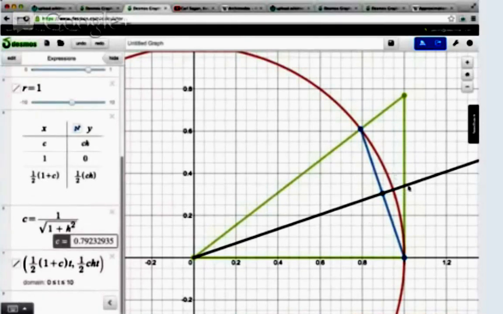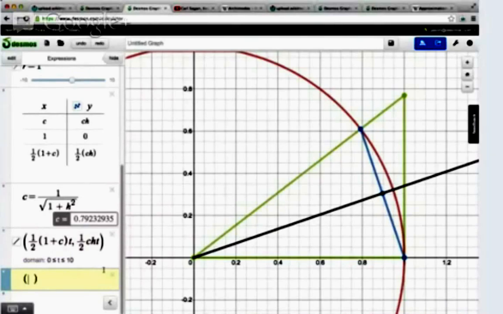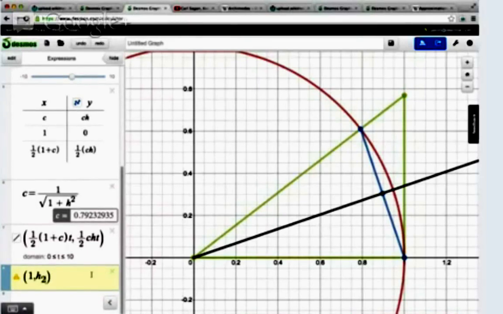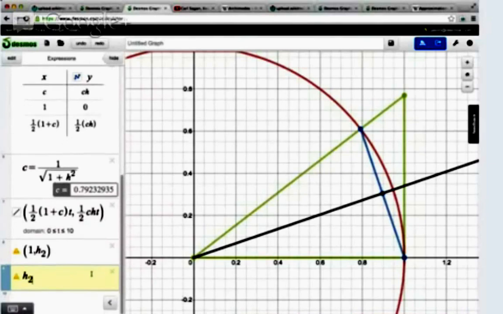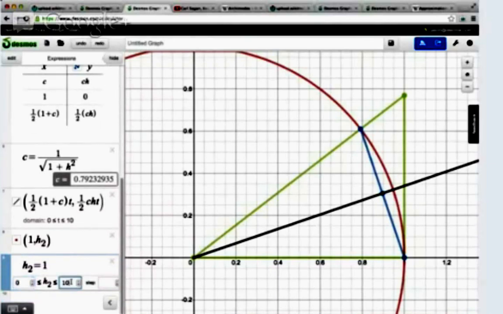So the last thing we have to do is find the point on the altitude of the triangle that intersects this line we're after. So first, let me just make another slidable point to emphasize what we're trying to do. We're trying to find a point at 1 comma h. I'm going to call this value h sub 2. And we can define h2 to be something between 0 and 1. So we're trying to find this point here.